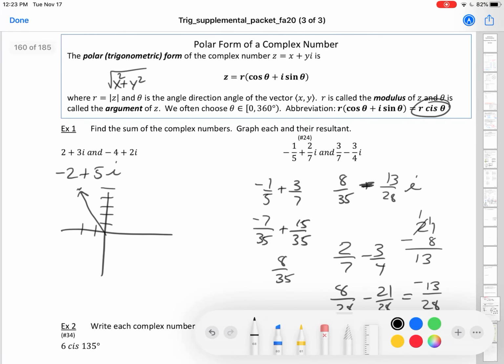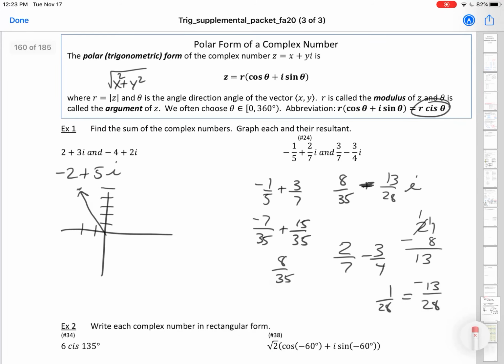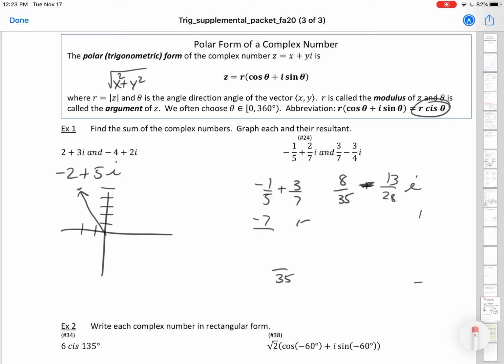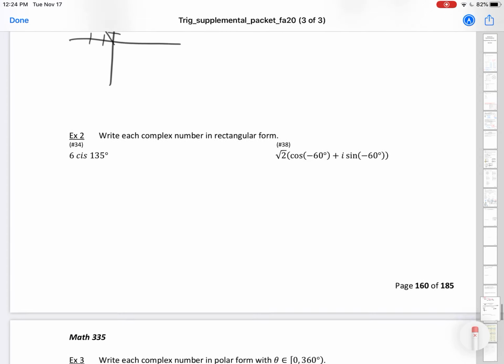8/35, closest multiple, 8 times 4 is 32, so it's about a quarter, right? So I'm not sure why they would want you to plot that. It's a little bit lame. Wouldn't see something like that on the exam, but it's just like the last section, we're adding up some things that just happen to be fractions.